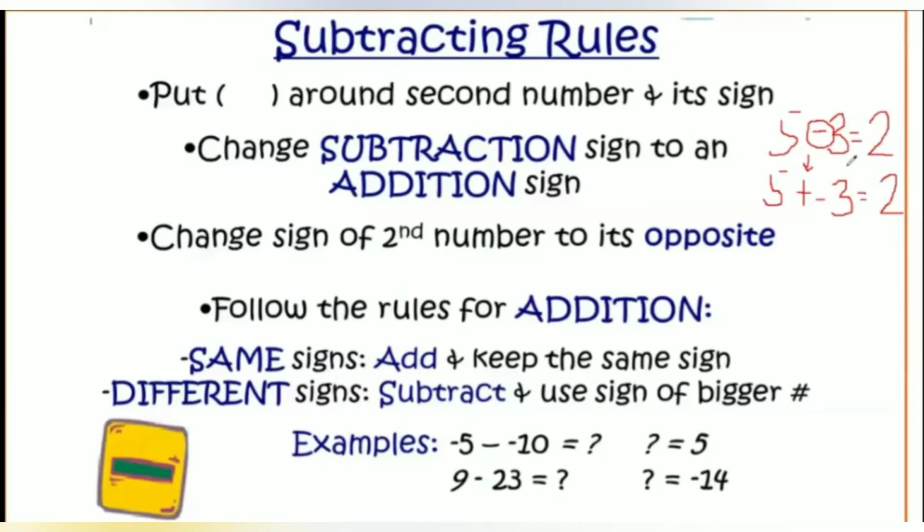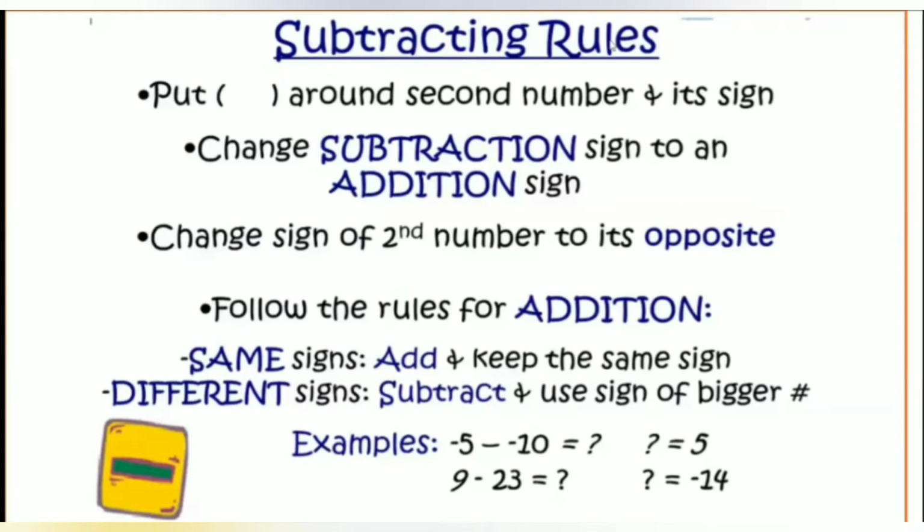Again, subtracting means adding the opposite. So if it is 5 minus 3, the minus becomes a plus because it's adding the opposite of 3. And the opposite of 3 is negative 3. Okay, so 5 plus negative 3 and 5 minus 3 are the same, which is 2. So using that concept, we're going to build some rules here for subtraction of integers.